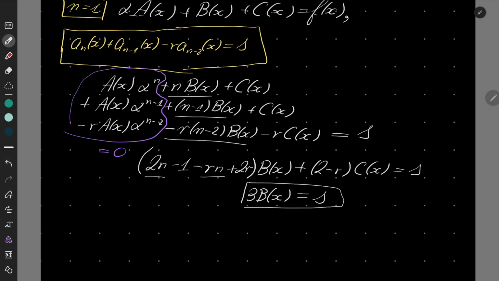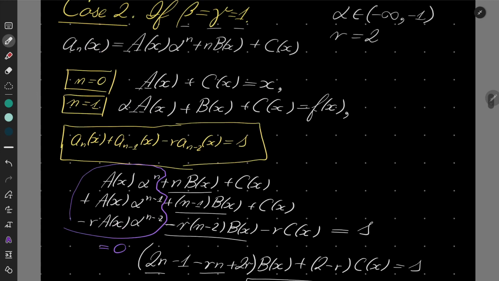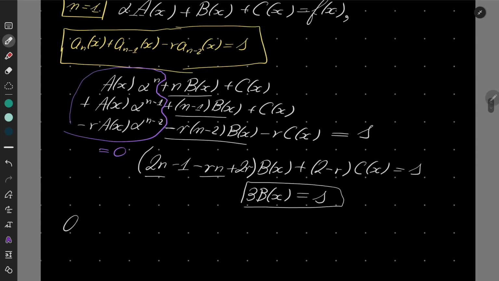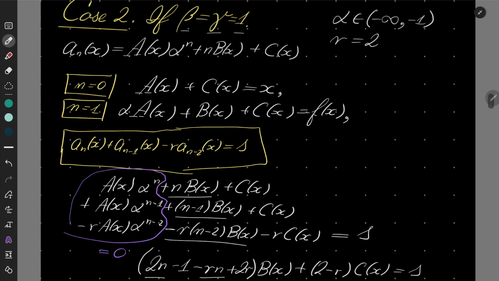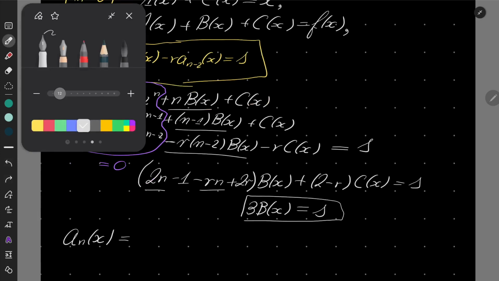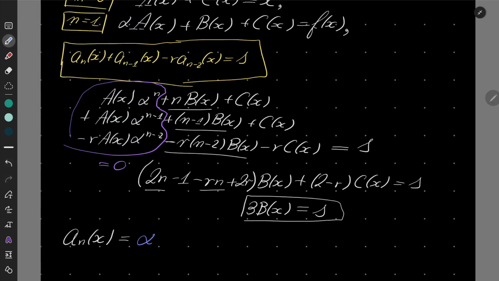And also, let's play our game once again. Remember, so let's take our recursion once again. A_n(x), I will put alpha to the power of n in front. I will write it also in blue. Alpha to the power of n. In parentheses, I have a(x) plus n times b(x) plus c(x) over alpha to the power of n.